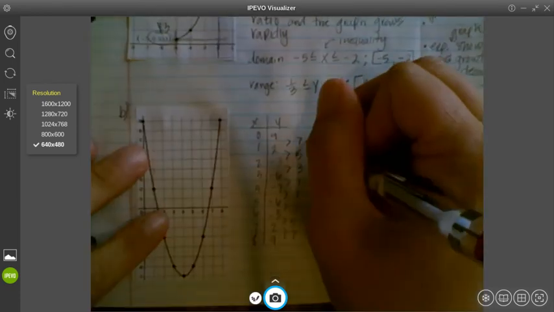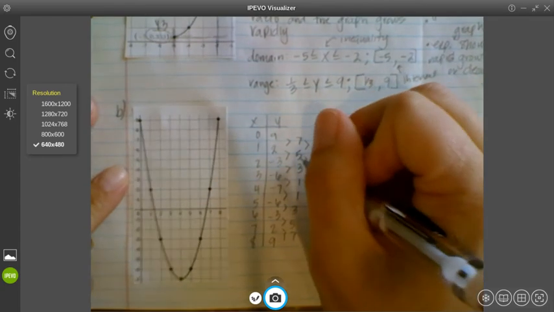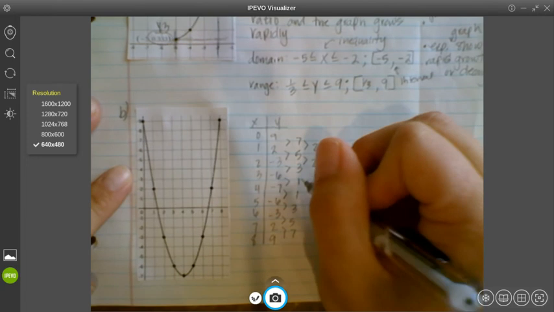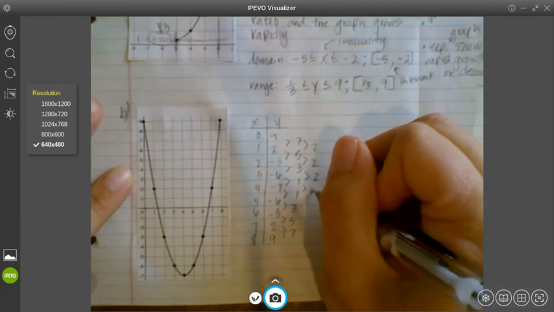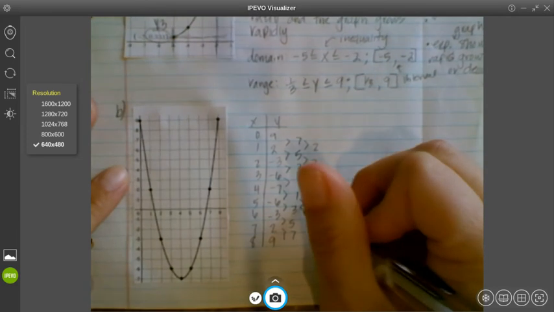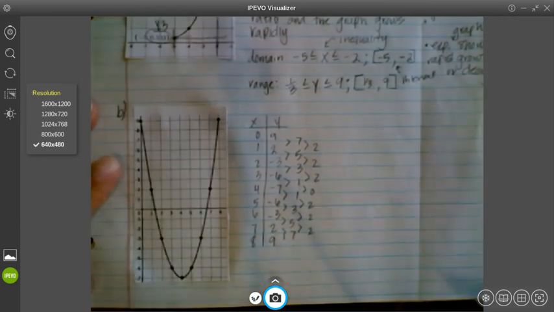So let's go ahead and check our second difference. The difference between 7 and 5 is 2. Between 5 and 3 is 2. Between 3 and 1 is 2. Now notice that there's no difference between those because they're the same number. Between 1 and 3 is 2. 3 and 5 is 2. And 5 and 7 is 2.